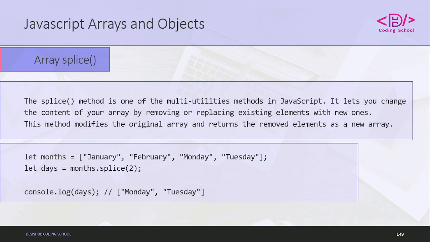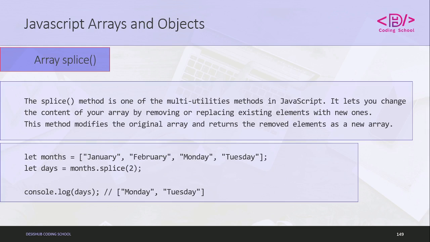It simply returns a new array. But the splice method actually affects the original array. It does all its tasks on the original array, so it modifies that very array. You can see this method modifies the original array and returns the removed elements as a new array. So it also removes items. If you have an array of 20 items, you can simply splice it and get only the few items you want out of it.